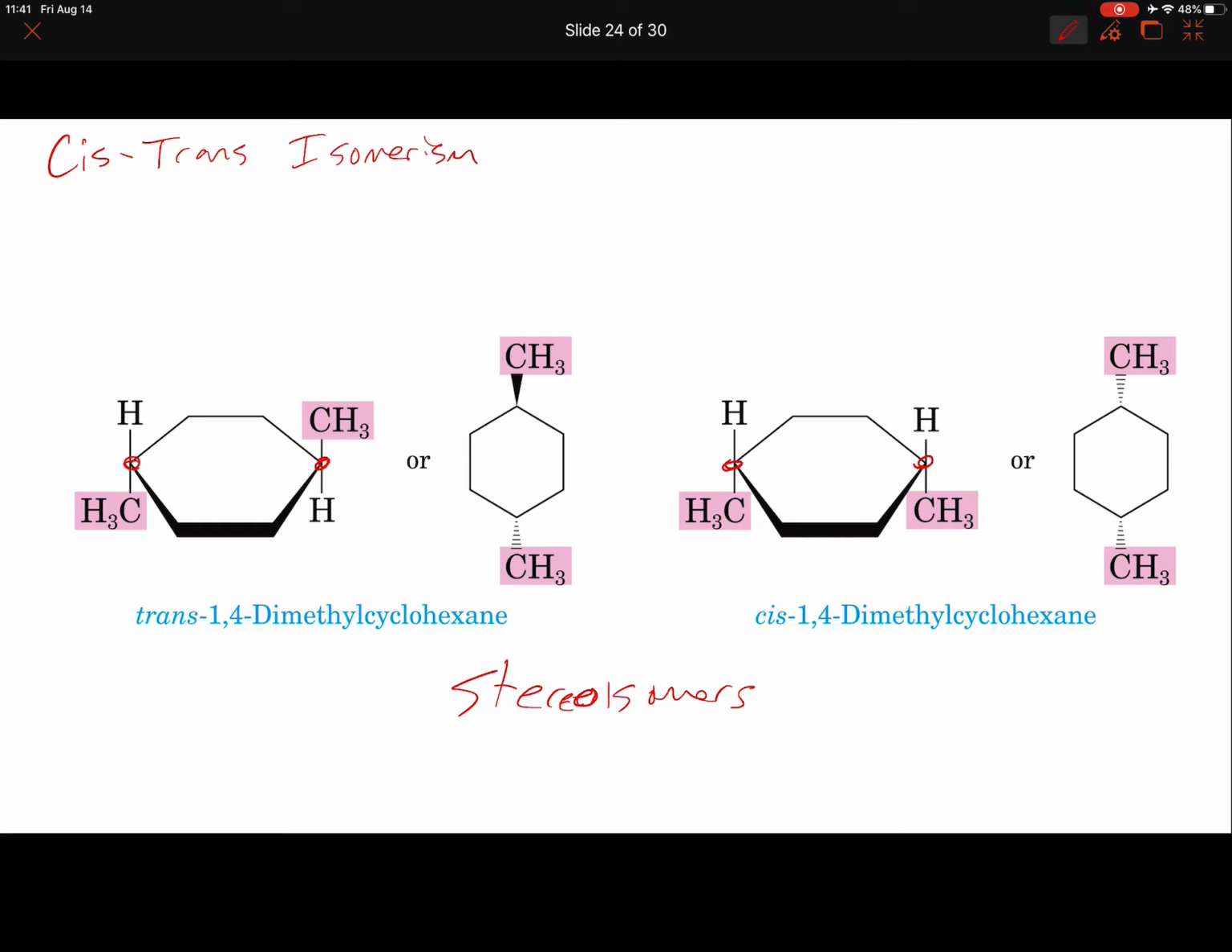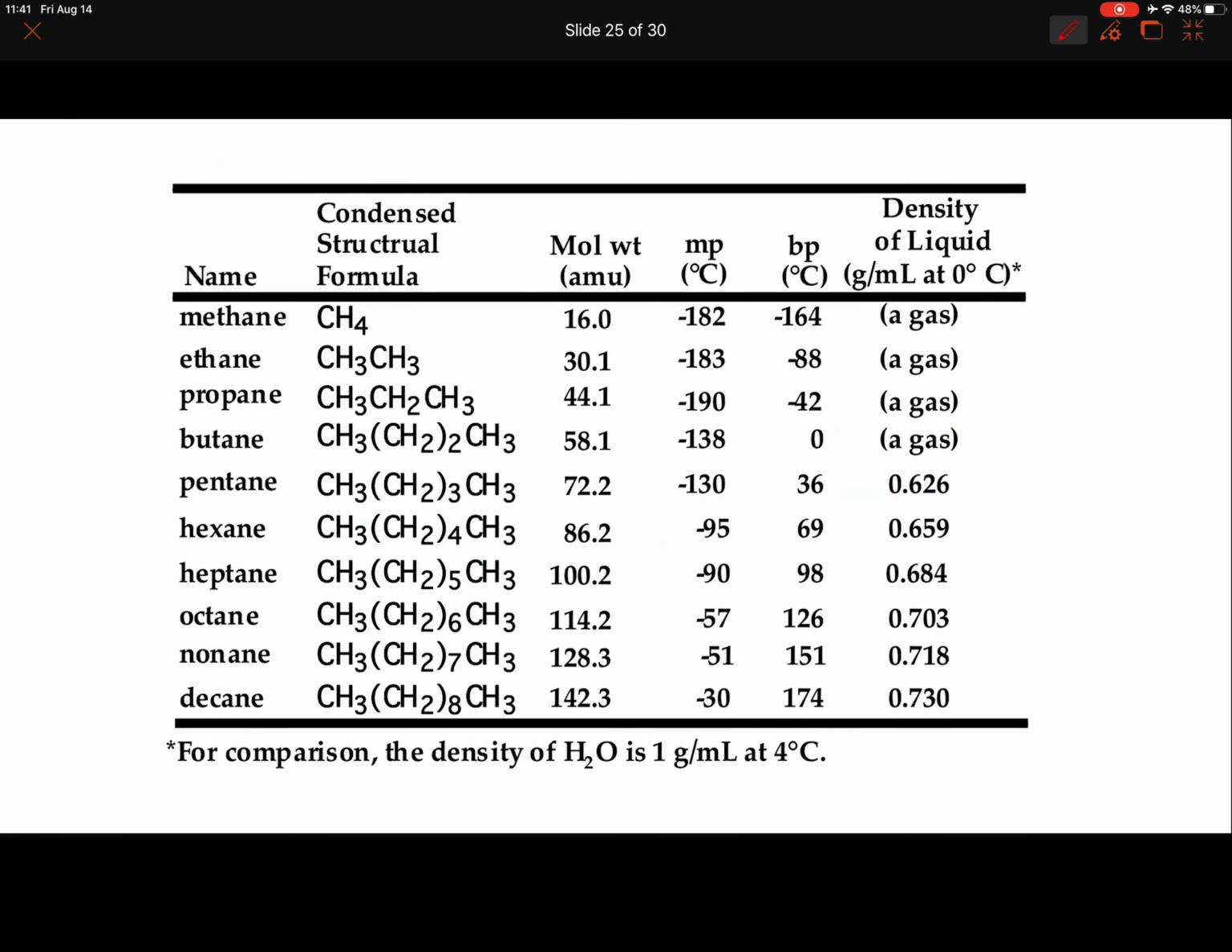These are stereoisomers because they have the same connections, but their orientation in space is different: above the ring and below the ring, as opposed to both below the ring. Stereoisomers. We will study more about this in chapter 15, when we look at chirality, and we'll talk about another type of isomer called enantiomers, but don't worry about it now.